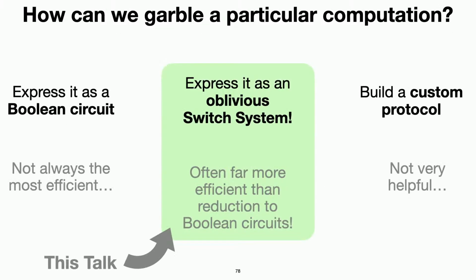So again, the final message here is, if you're thinking about garbled circuits, if your mental model is Boolean circuits, that's wonderful. But if you want to think one step deeper, and understand how it's possible to get efficient RAM, memory inside of a garbled program, this oblivious switch system model is a good way to think about what's going on. OK, I will stop there and take any more questions.